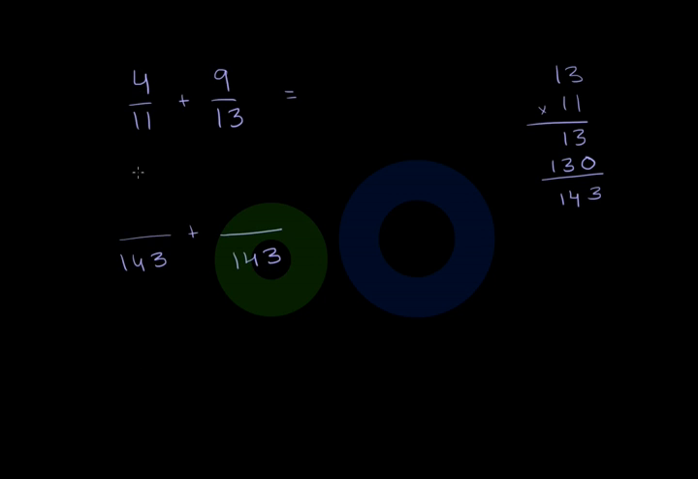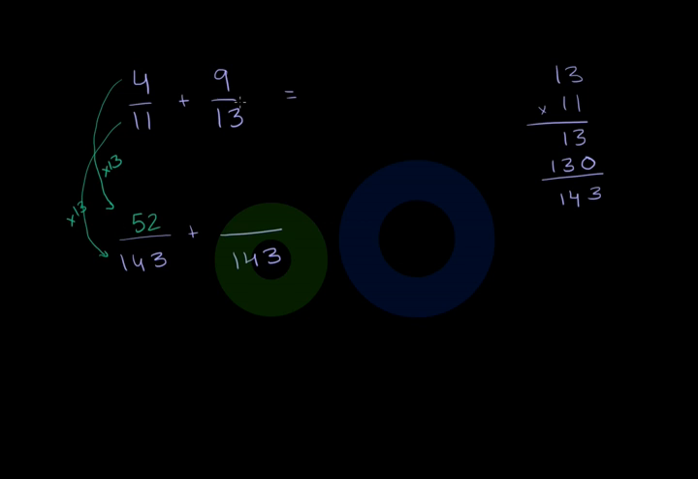And to go from 4/11 to something over 143, we multiplied the 11 times 13. Or we multiplied the denominator times 13, so we're going to have to multiply the numerator times 13 as well. And 4 times 13, let's see, 4 times 10 is 40, 4 times 3 is 12, so it gives us 52. And you can work that out by hand if you like. 4 times 13 is 52.